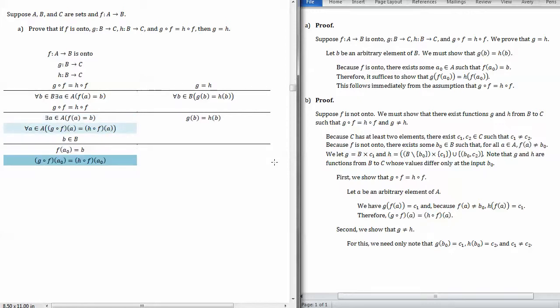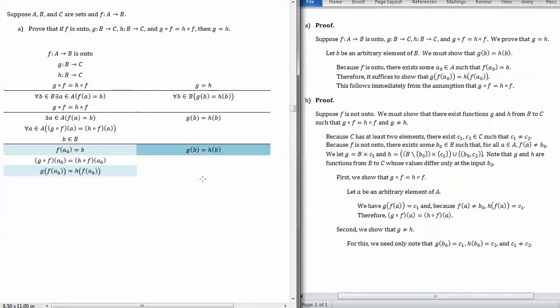And then we do universal instantiation where a is a naught to get that both of the compositions applied to a naught must be the same thing, since after all these are the same function. And just rewrite that in the other notation. Use the fact that f of a naught is exactly b. Just replace f of a naught on each side by b, and you get g of b equals h of b. Okay, so that takes care of part A.